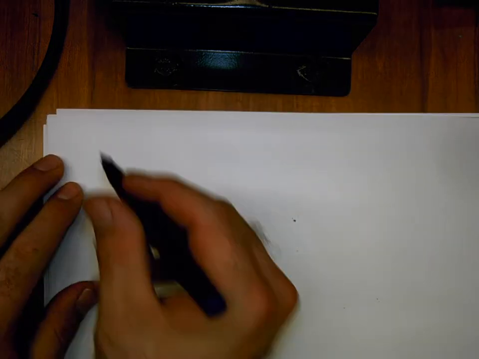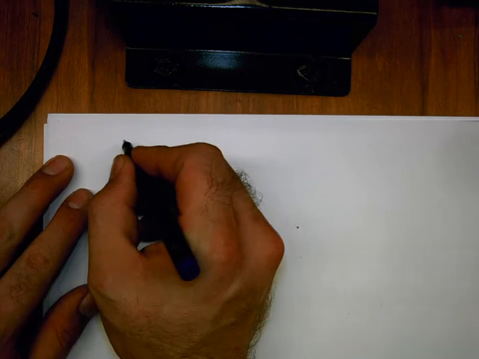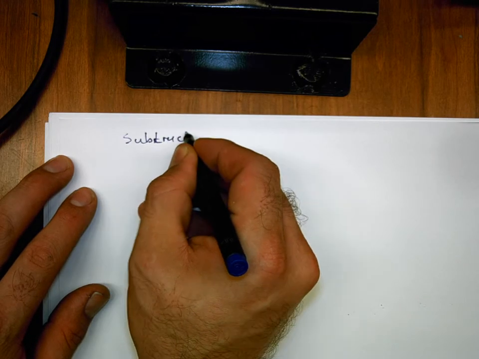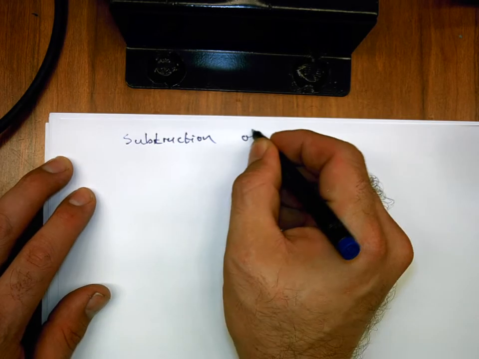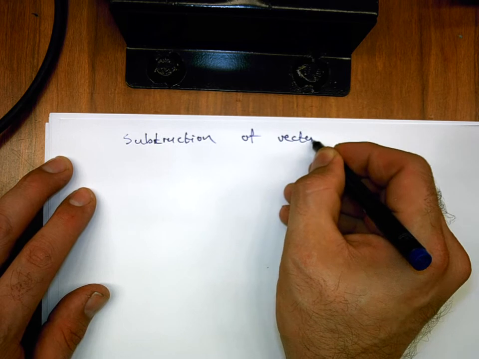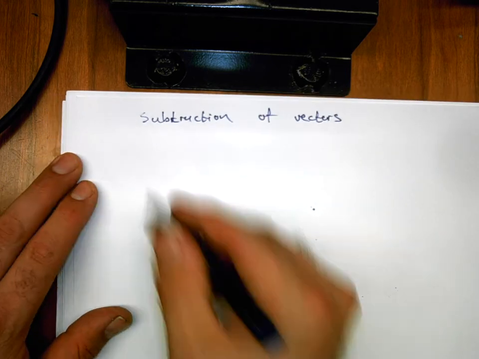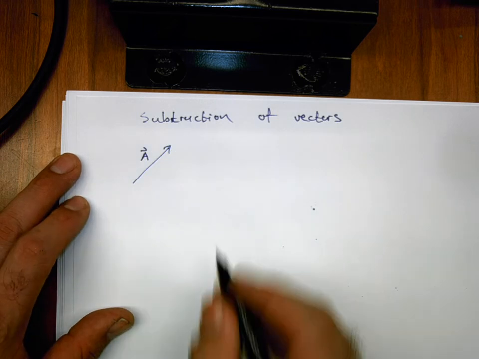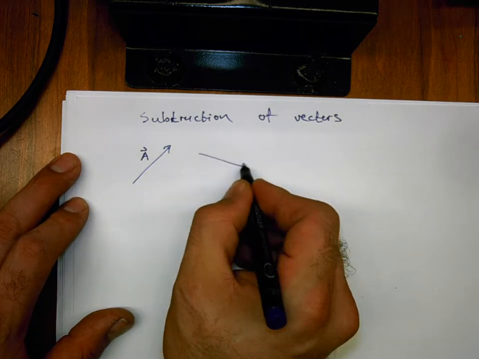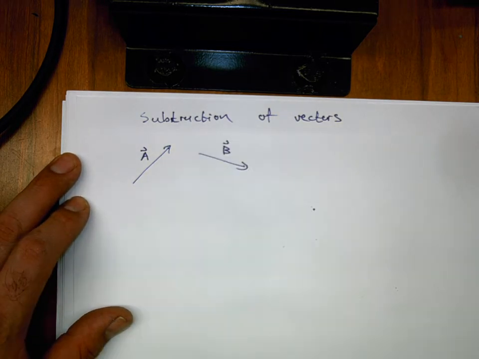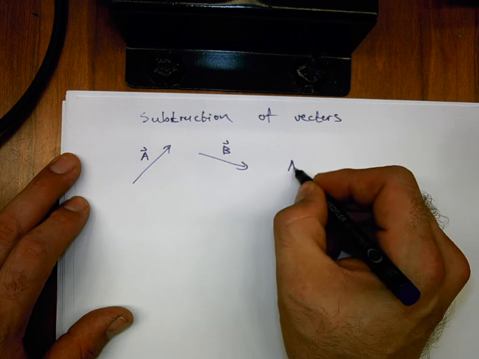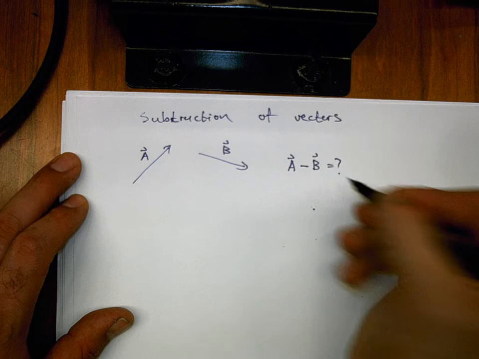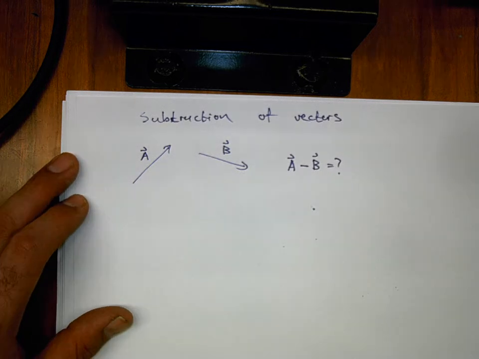Okay, so what we want to know is how do we subtract two vectors. So let's say I've got a vector A and I've got another vector B, and I now want to know what is vector A minus vector B. Okay, so what do we know already?